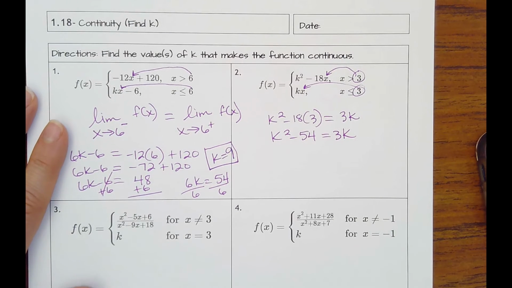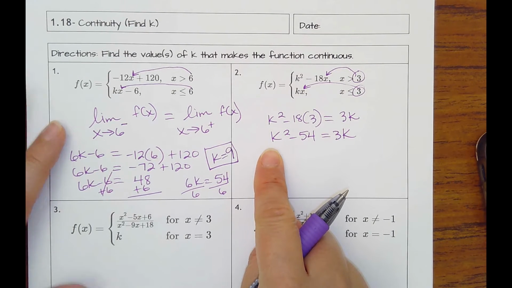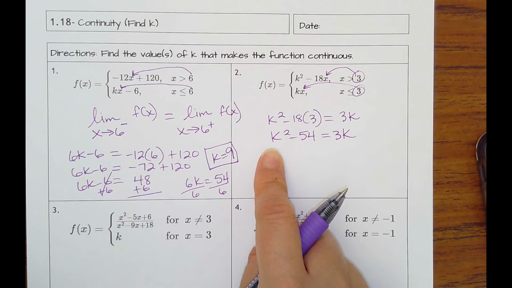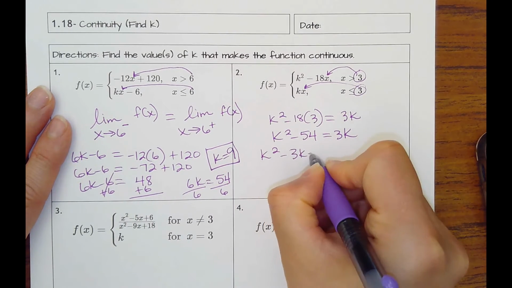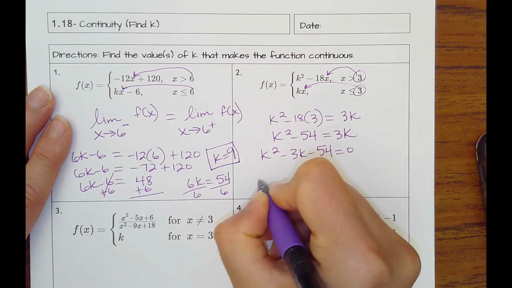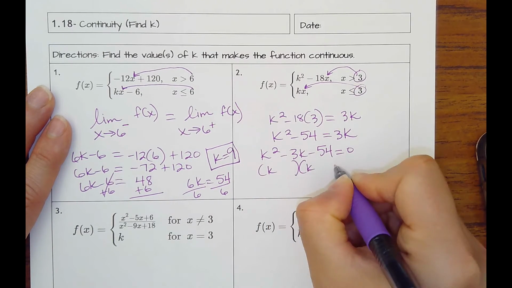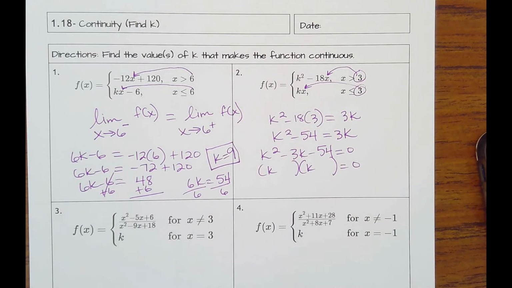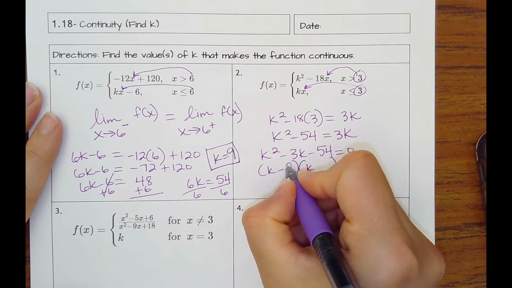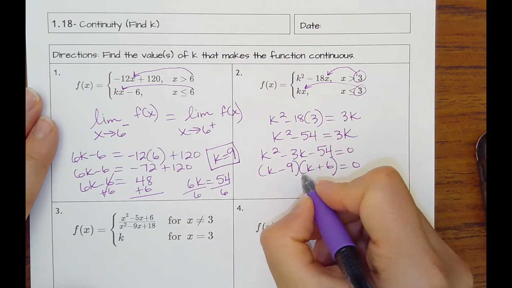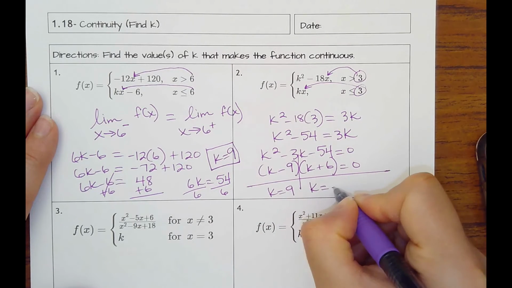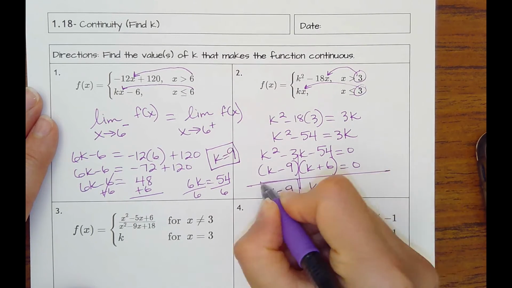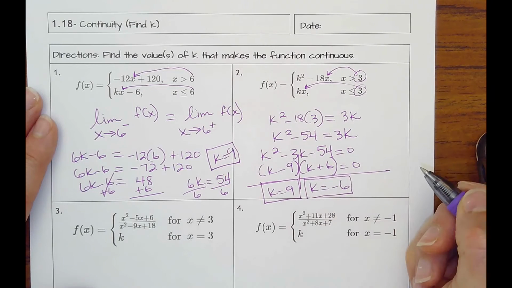You should remember that when we solve a quadratic, we're most likely going to get 2 answers, and we need to have it set equal to 0 before we do anything else. So I'm going to move the 3k over. What 2 numbers multiply to make negative 54 and add to make negative 3? Wouldn't that be a negative 9 and a positive 6? So k equals 9, k equals negative 6. So you actually get 2 k values that would work in this case.